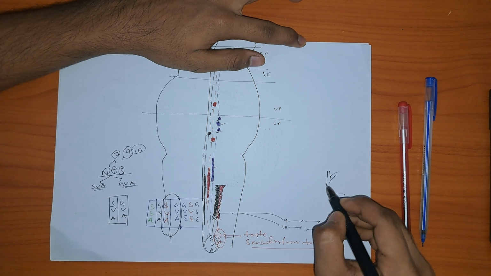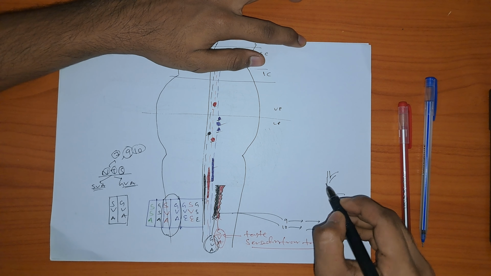After these two are finished, we have another component, the general somatic afferent. So what is general somatic afferent? Here we have the nucleus of the trigeminal nerve. Now I am using a different color to signify it. The general somatic afferent has a nucleus, that is the trigeminal nerve nucleus.